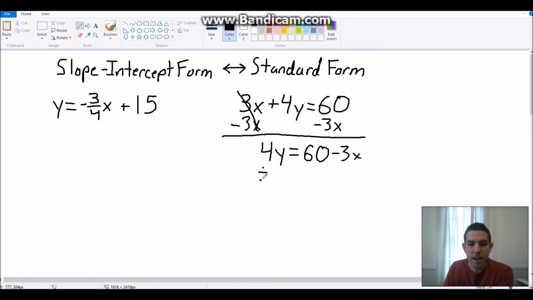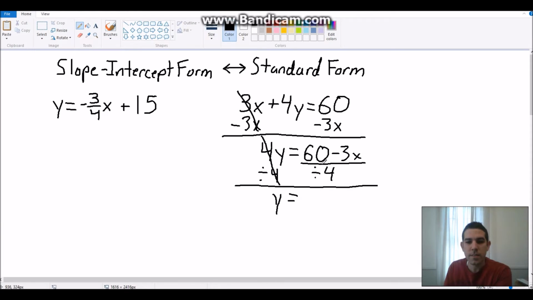Well, I can divide by 4, do the inverse of multiplication. Divide both sides by 4. Now here's the tricky part. That becomes y, that's easy, but the tricky part is when I divide this side of the equation by 4, I actually have to divide everything by 4. I kind of have to use distributive property even with division. I can't just divide the 60 and just divide the 3. When we divide this side of the equation, everything gets divided by 4.